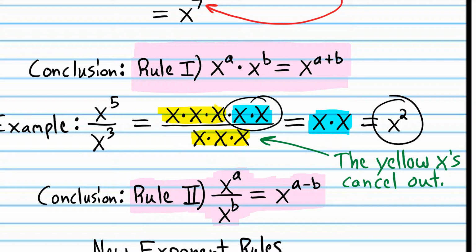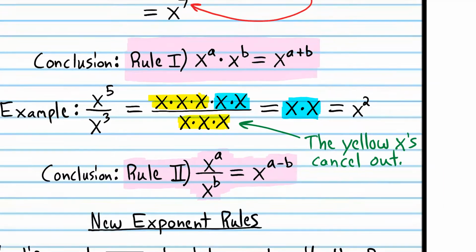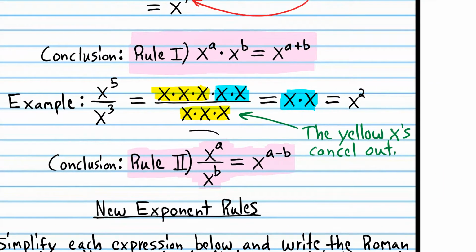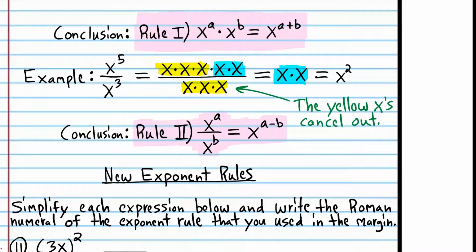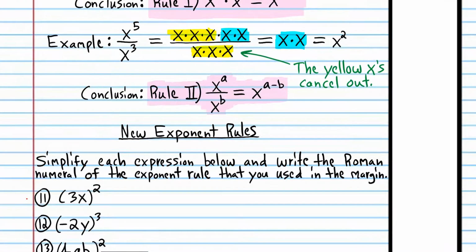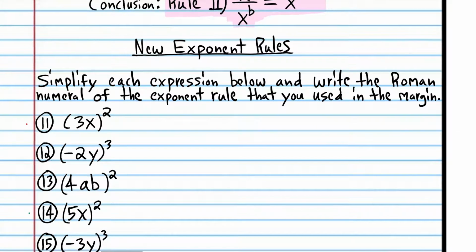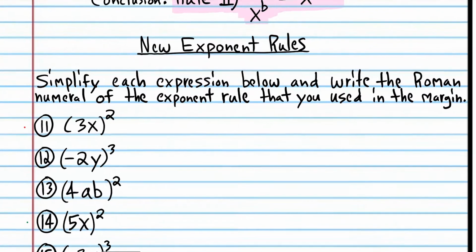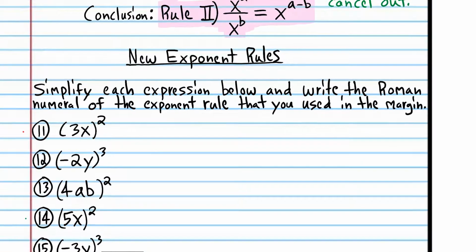There's 2 x's. So that just explains a little bit about why this rule works, and the conclusion of all that is this rule. You just subtract the powers. Now again, you don't have to know any of that. All you have to know is how to use the rules. So now we're getting to the new exponent rules up here. These are rules that we have not seen in my curriculum yet.